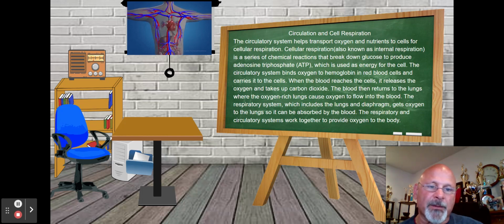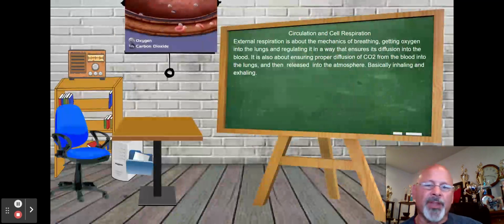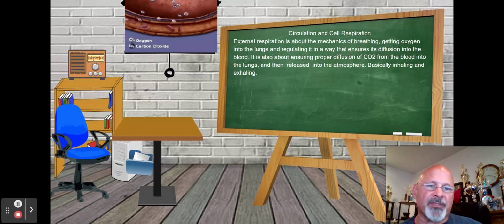The respiratory system, which includes the lungs and diaphragm, gets oxygen to the lungs so it can be absorbed by the blood. The respiration and circulatory systems work together to provide oxygen to the body. The other half of this is external respiration. External respiration is about the mechanics of breathing, getting oxygen into the lungs and regulating it in a way that ensures its diffusion into the blood. It is also about ensuring proper diffusion of CO2 from the body into the lungs and then released into the atmosphere, basically inhaling and exhaling.